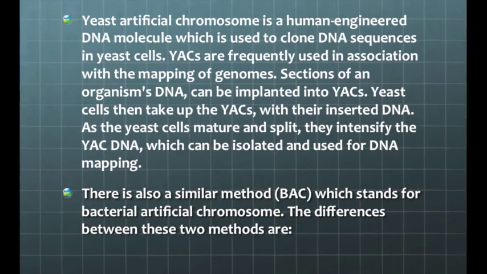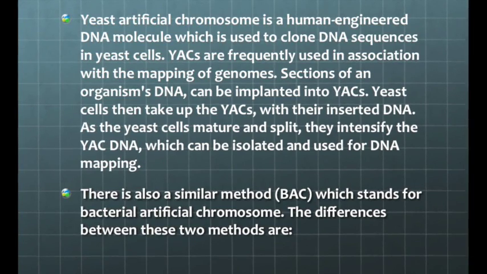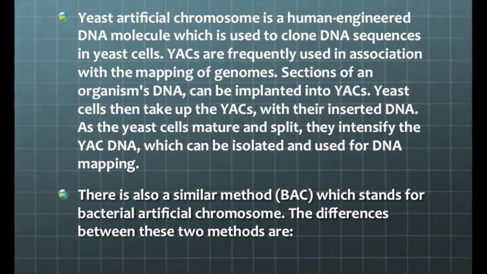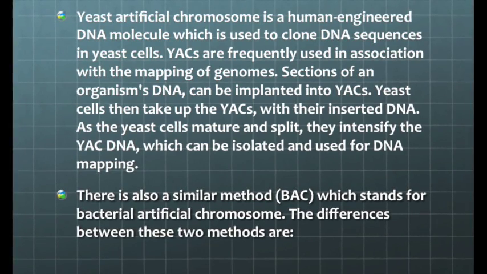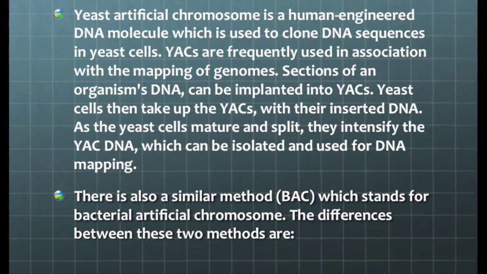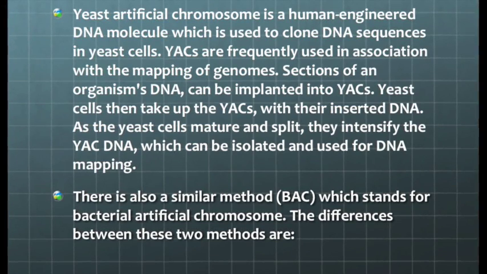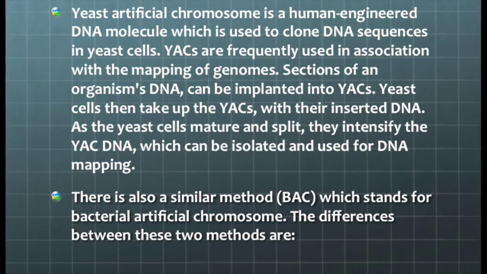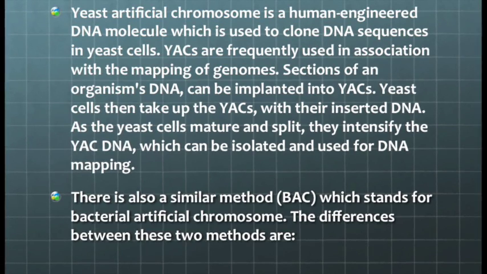The difference between these two methods are: YACs are genetically engineered chromosomes derived from the DNA of the yeast. BACs are an engineered molecule used to clone DNA segments in bacterial cells. It's not hard to construct YAC, whereas it is relatively hard to construct BAC. YACs are unstable, whereas BACs are stable.